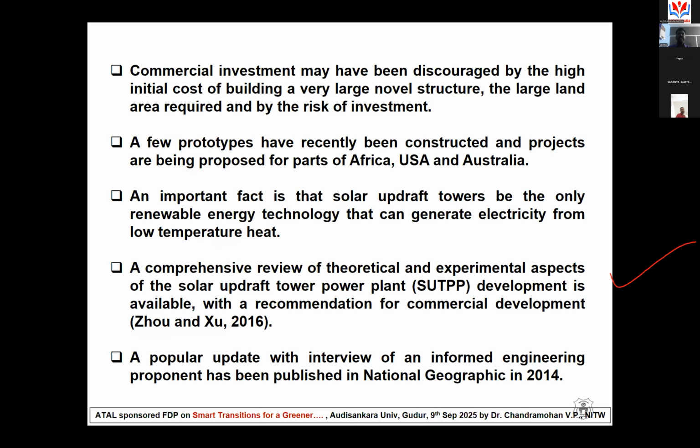That's why the commercial investment is higher. But once you install it, this system does not need much maintenance. So once it is installed, it is a one-time investment only. Later, the system is always generating power, even at night, because of the solar energy storage facility. A few prototypes have recently been constructed and projects are being proposed in different parts of Africa, USA, and Australia. But I don't think those studies are published. I couldn't get any data about the systems developed in these countries.